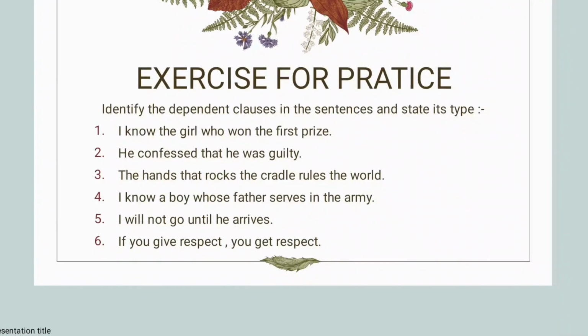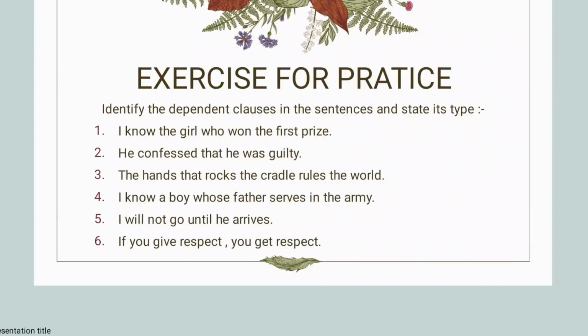Next. He confessed that he was guilty. Okay? He confessed. Main clause. That he was guilty. This is subordinate clause. Now, he confessed what? So that he was guilty is a noun clause, isn't it? And we can replace it with a pronoun. He confessed it. So it's a noun clause.